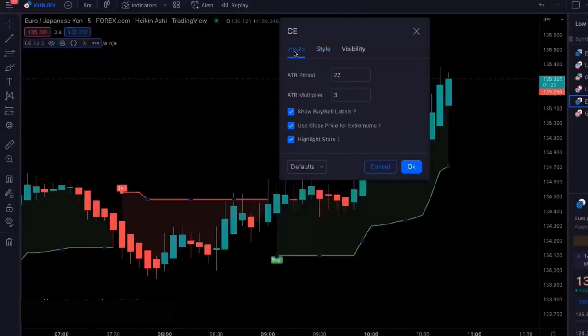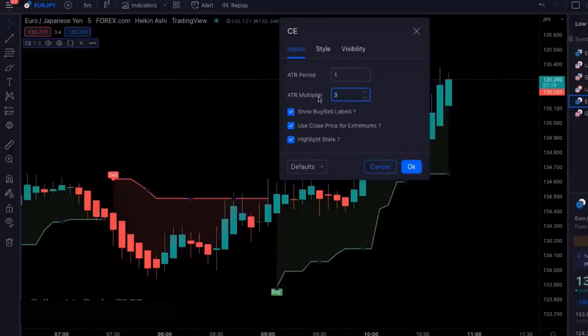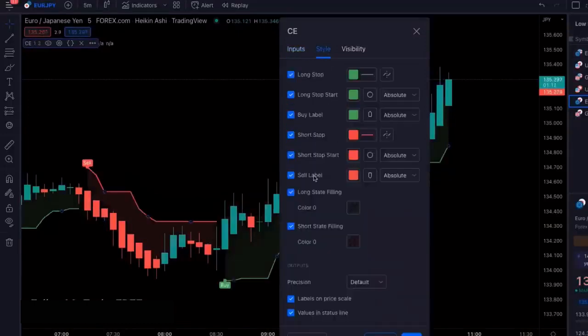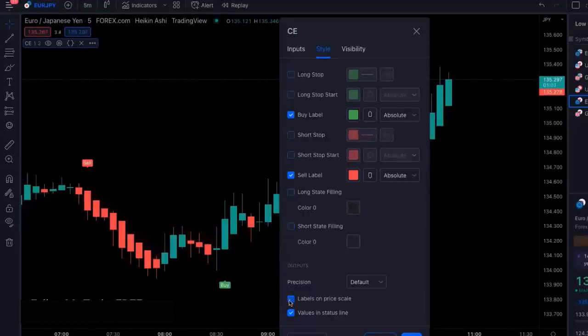And then in the inputs, we're going to change the ATR period to 1, and we're going to change the ATR multiplier to 2. And then under styles, we're going to uncheck everything except for the buy and sell label. So we're going to stop that. All right, much cleaner.